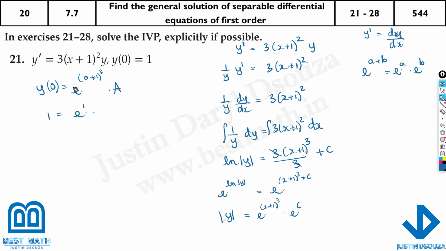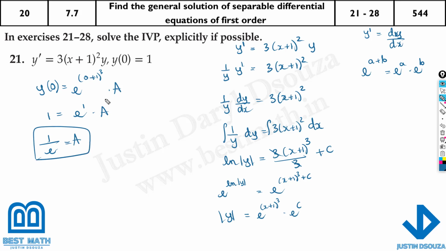Or you can just do it, e raised to power 1 to the power 3, that will be 1 raised to power 3, that is 1 itself, and then we have a. So just take a to the other side. Now when you take a to the other side, it'll be 1 divided by e, that is equal to a.